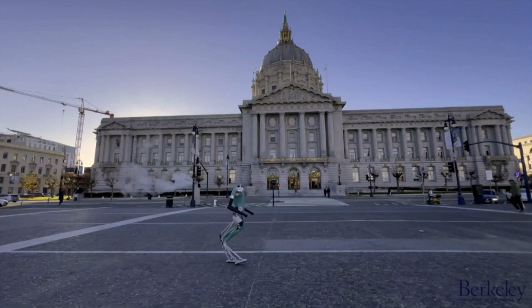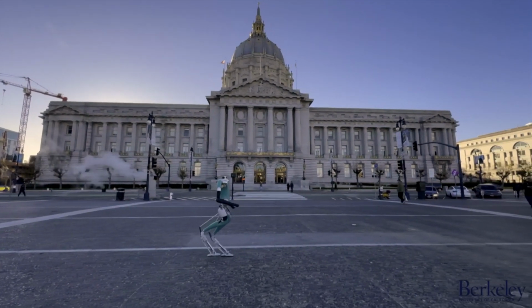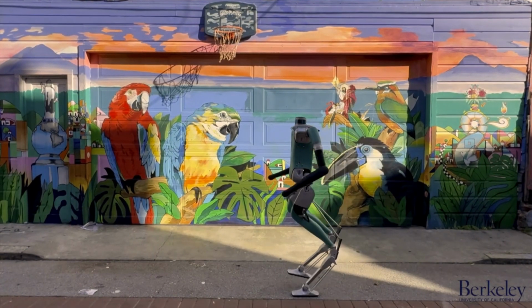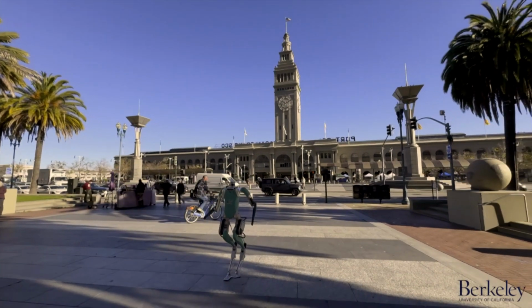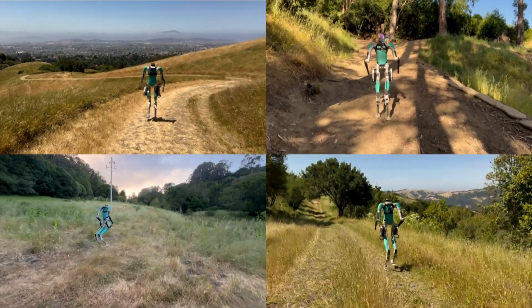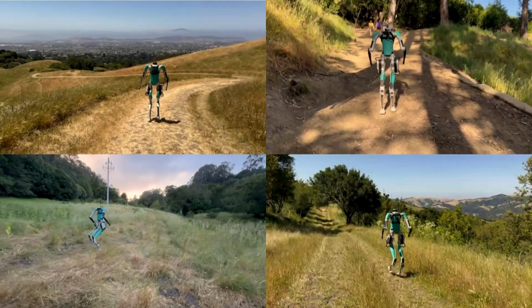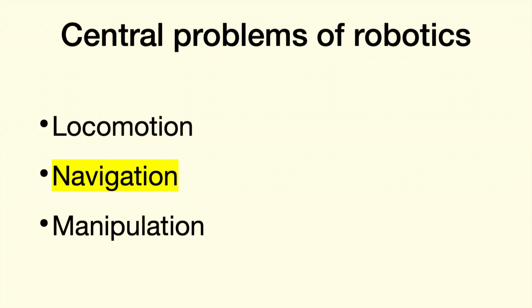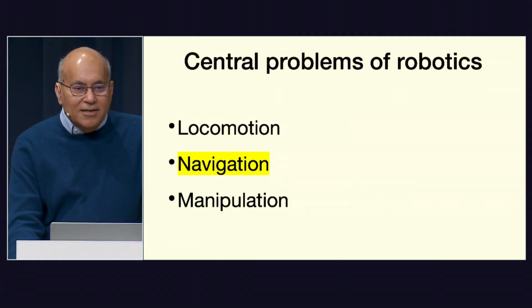I will come later to how this was trained, but the point here is to show how robustly this robot can walk. And then it can walk in rugged terrain. So these are hiking trails near Berkeley in the Tilden Park, and we can do that. And okay, so that's success in locomotion.